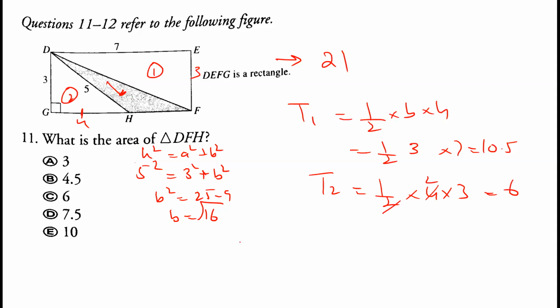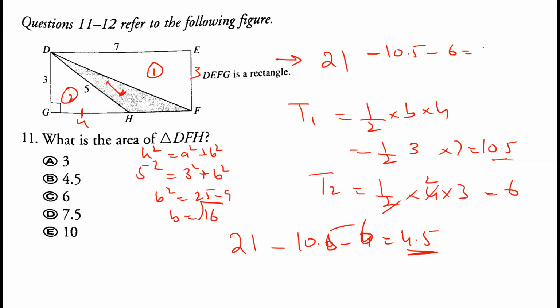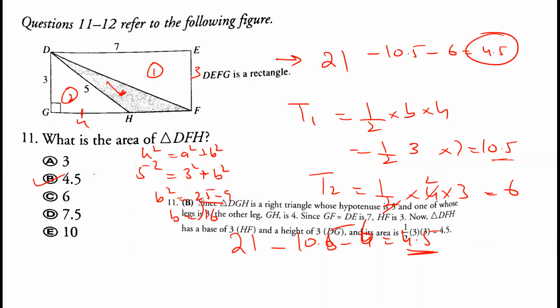So area of shaded region would be 21 minus 10.5 minus 6, which is equal to 4.5. This is not 10.6, this is 10.5, because this is your area of triangle 1. So 21 minus 10.5 minus 6 equals 4.5. So the correct answer is option B.